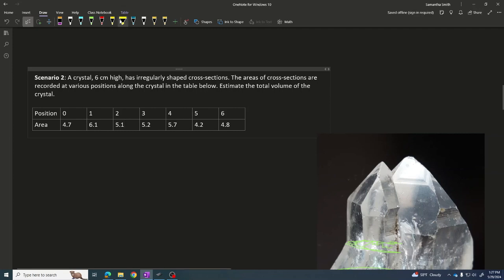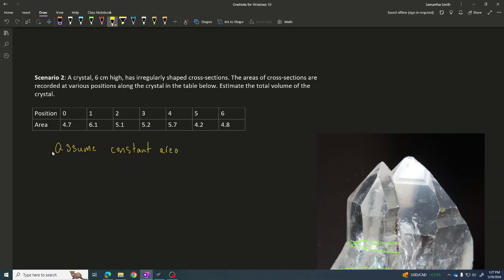The same idea from yesterday would suggest that the trick that we're going to use is to basically assume constant area on different chunks or pieces of the crystal.